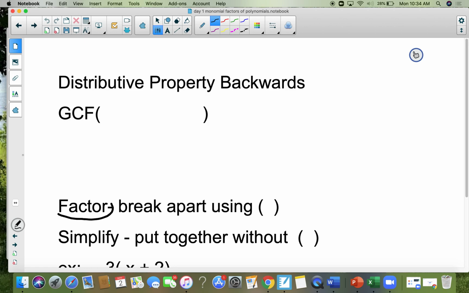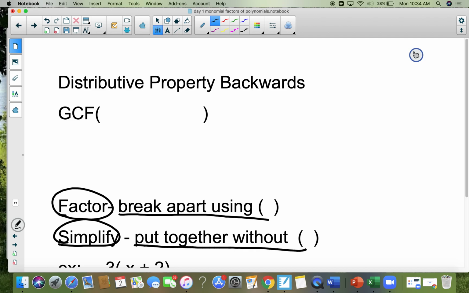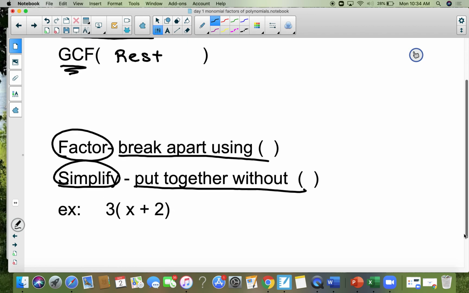When you hear the word factor, it means to break apart the polynomial into parentheses. Simplify means to put it back together without parentheses. So we're learning how to do things backwards, like the distributive property. The greatest common factor goes on the outside, and the rest of it goes on the inside. And that's how the distributive property works. So here we go.